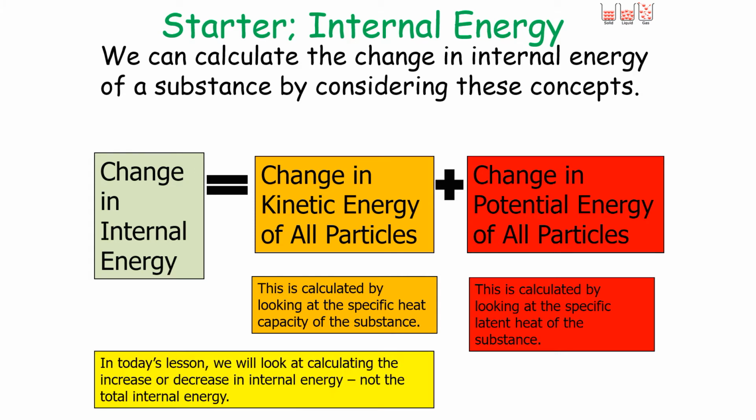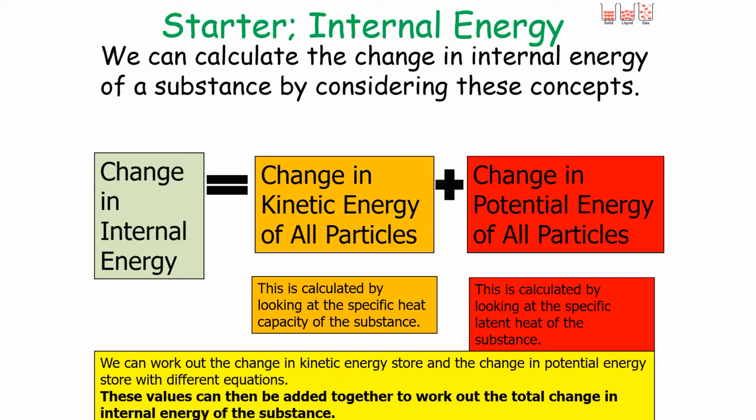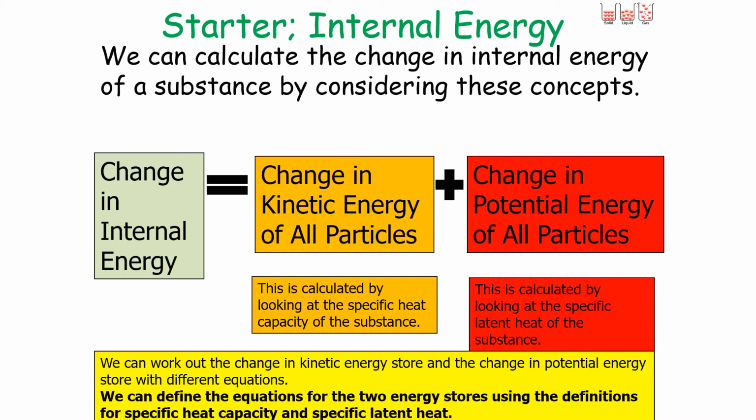So in today's lesson we're going to look at calculating the increase or decrease in internal energy, but not the total internal energy. Now we can work out the change in the kinetic energy store and the change in the potential energy store with two different equations. Now what happens is these values can be added together to work out the total change in the internal energy of the substance. Now we can define the equations for the two energy stores using the definitions for specific heat capacity and specific latent heat.